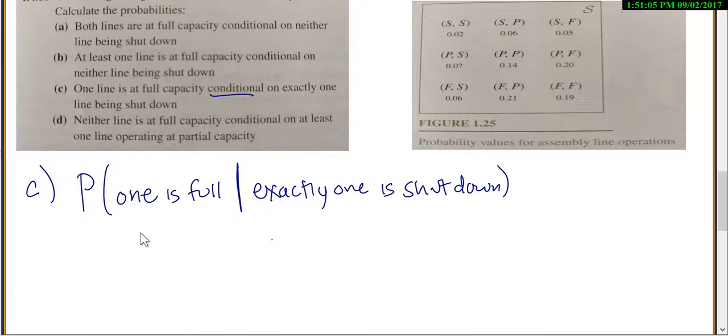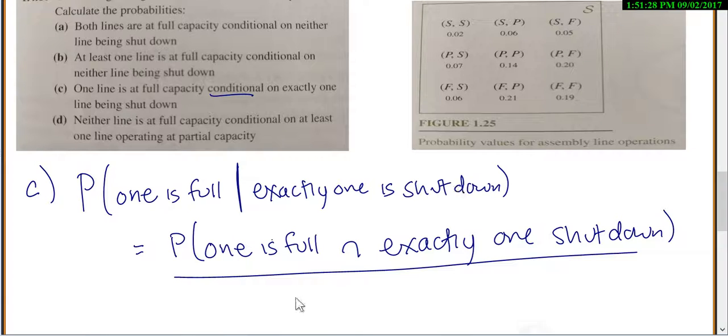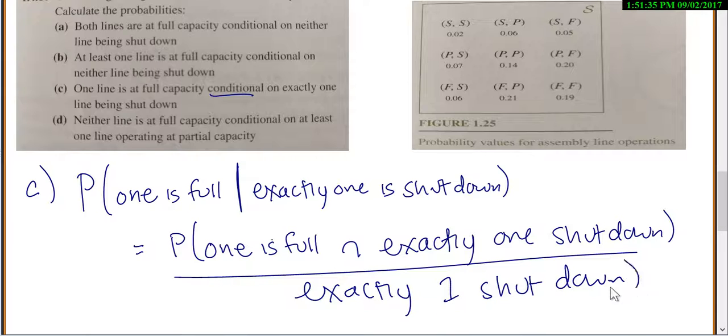Again, we always start by writing out the formula. If you have a conditional probability, you do the probability of the intersection, so one is full intersect with exactly one is shut down, and divide by the conditional probability that you know, which is the probability that exactly one is shut down.